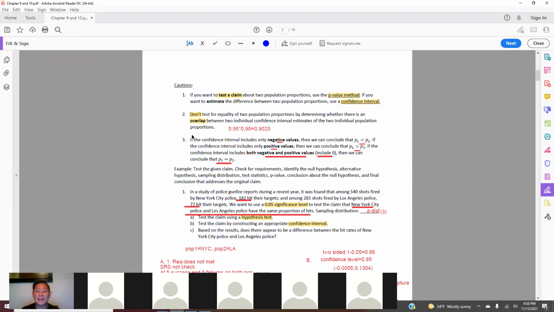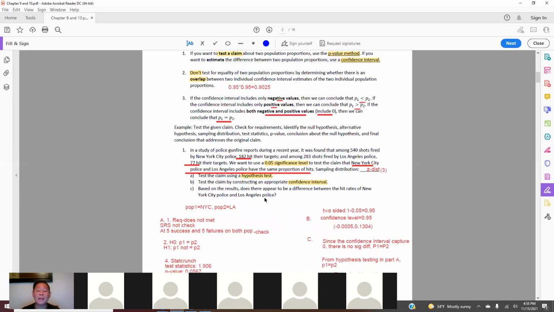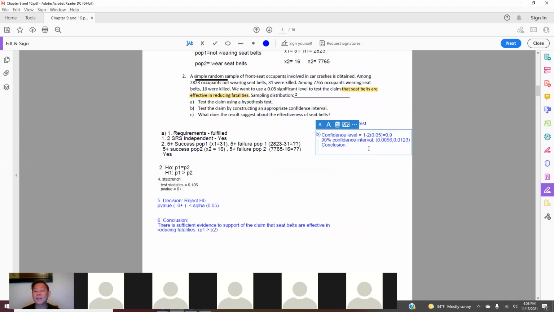The conclusion is right on number 3. So if you look at number 3, this is how you make conclusions. If I give you a confidence interval, if both of the values inside the confidence interval are negative, then you conclude P1 is less than P2. If both values are positive, you conclude P1 is greater than P2. If one is negative and one is positive, which includes 0, we conclude P1 is equal to P2.